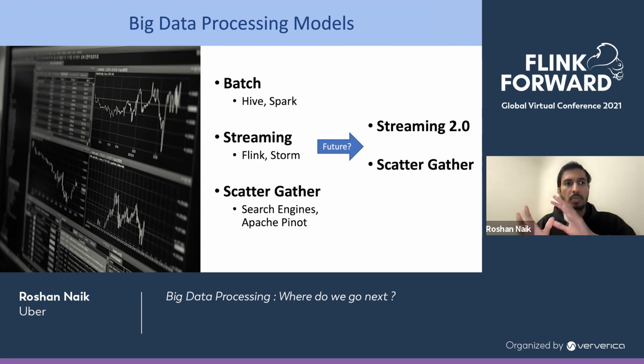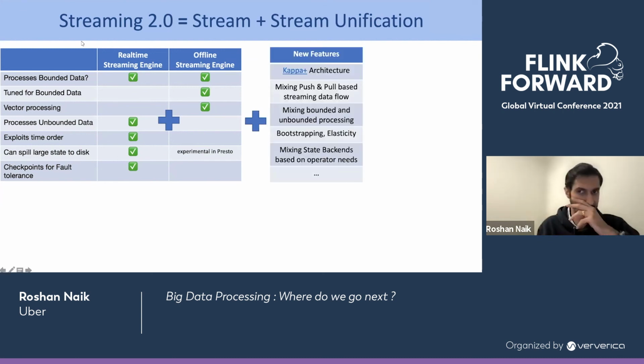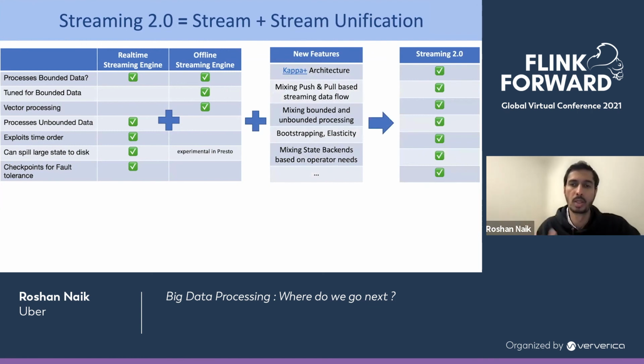So far, I've been exploring primarily the efficiency and scalability aspects, and now I'm going to talk more about defining what Streaming 2.0 is and what evolution is needed to get there. The core idea here is to take the strengths of the real-time streaming engines, which is processing unbounded data and event time ordered streams, and combine it with the strengths of the offline streaming engines, which is processing bounded data, and add a few additional features, which then gives us Streaming 2.0. I'll briefly go over these new features listed here.